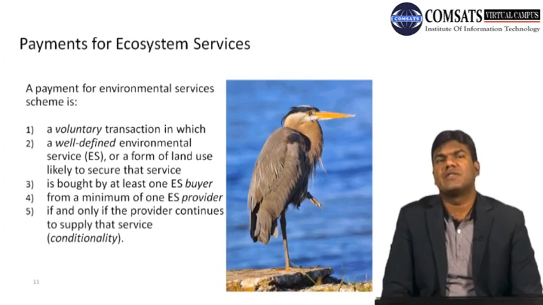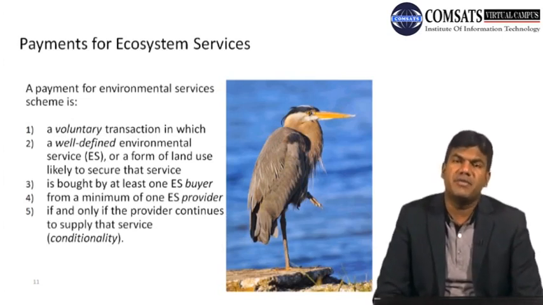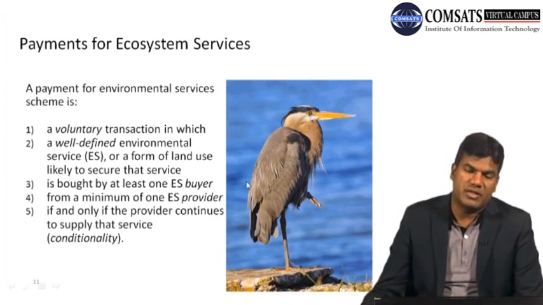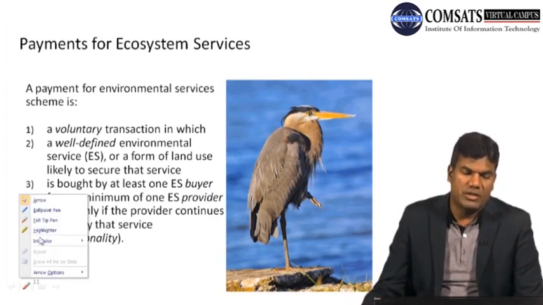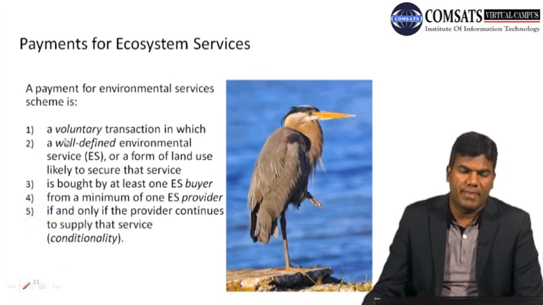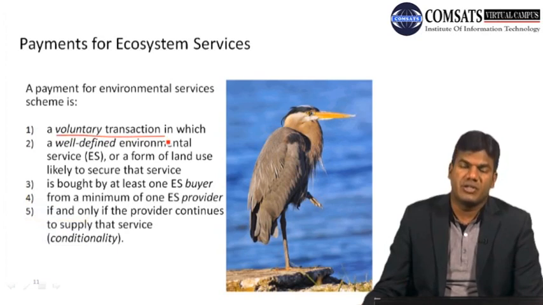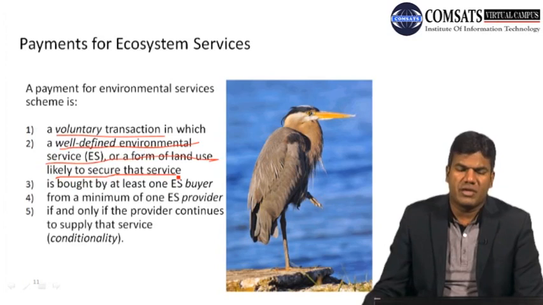अब payment for ecosystem services. How do we define it? Payment for ecosystem services क्या है? It is a scheme. अब इस स्कीम के अंदर हम क्या करते हैं, what we are doing is, number 1, it is a voluntary transaction. ठीक है, पहला बात आपने हमेशा याद रखनी है that it is a voluntary transaction. This one, let me just underline that for you. Yep, it's a voluntary transaction. Number 2, it's a well-defined environmental service or a form of land use likely to secure that service.